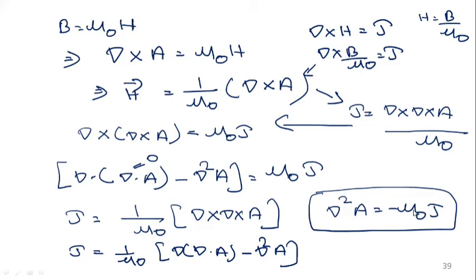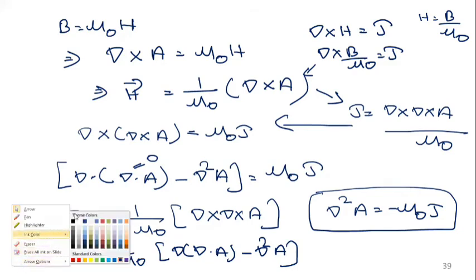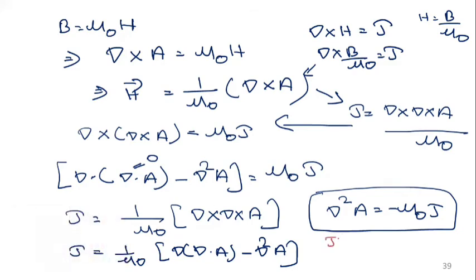So what is the conclusion? The current density can be calculated if we have the vector magnetic potential. So J can be calculated if we have A. That is the conclusion that we are taking from vector magnetic potential.